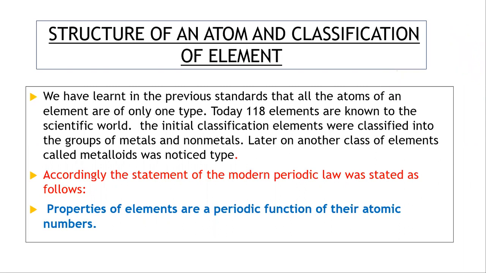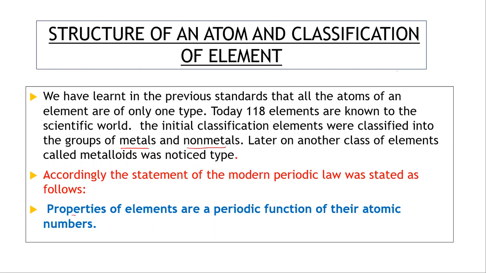The first classification was based on metals and non-metals. Afterwards, metalloids were discovered. Metalloids show properties similar to both metals and non-metals, that means they are intermediate between metals and non-metals. Then Dobereiner arranged the elements in groups of 3, and after that many scientists worked on classification. But Henry Moseley showed that atomic number is the fundamental property, and based on that he gave the modern periodic law.